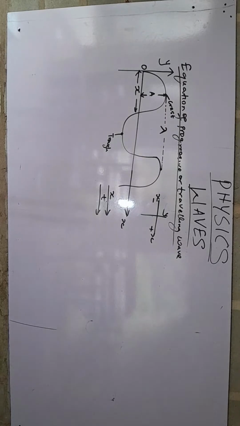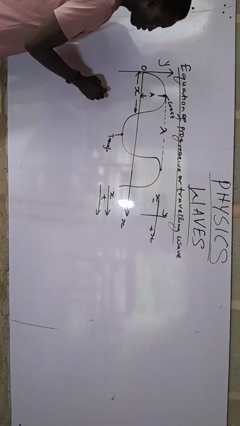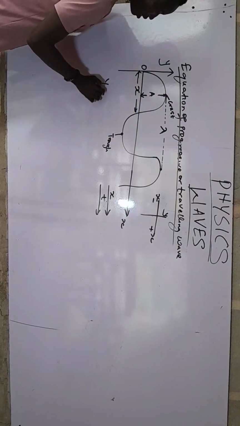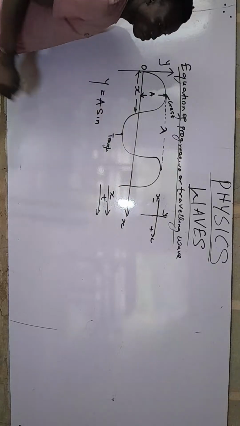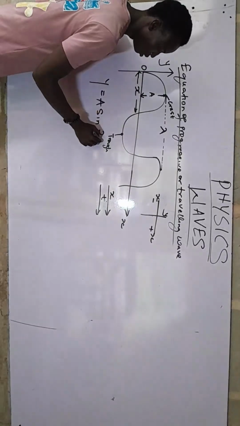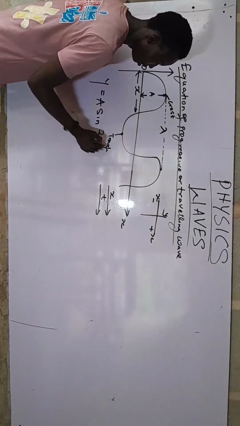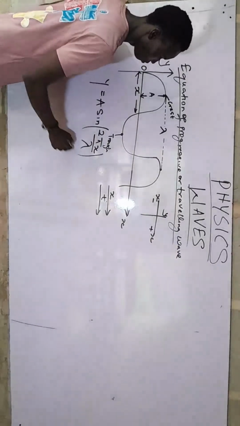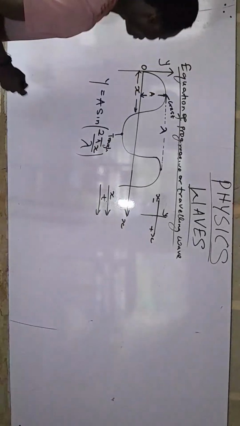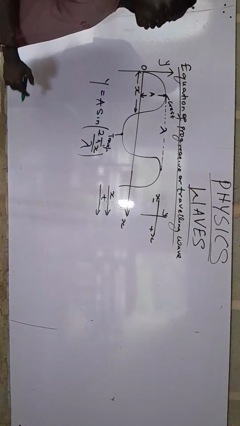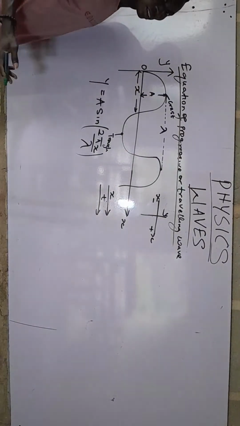So when it comes to the equation of wave, this is what we have there, where we have y equals a sine, and from there we are going to have 2 pi x over lambda. So this is the starting equation of wave. Now, from what we have in this place, there are different forms in which this equation can be written.